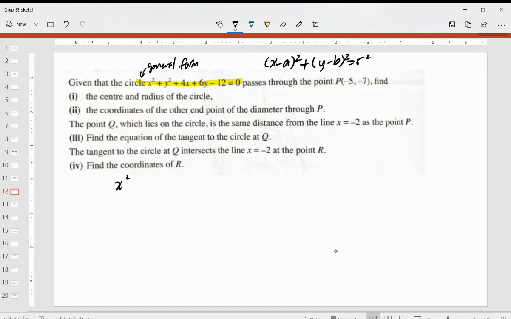We start with x squared. We put the x together. For each of them, we manipulate and complete the square. Completing the square is whereby we divide by 2, then we minus the same thing. So remember the pattern for completing the square.